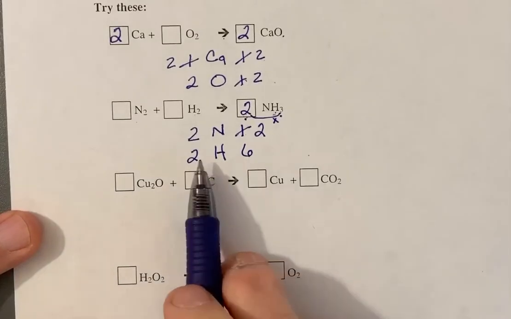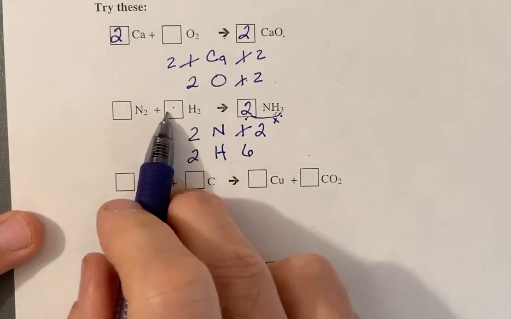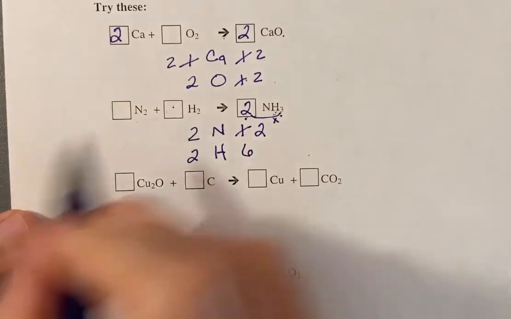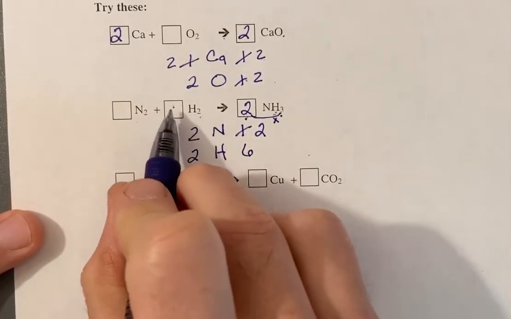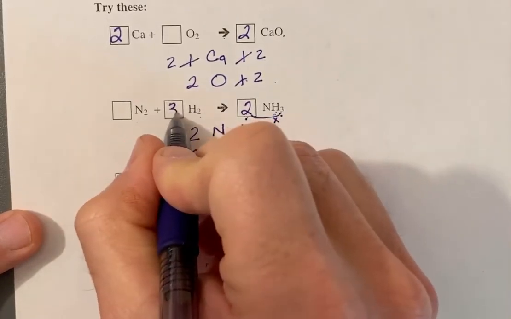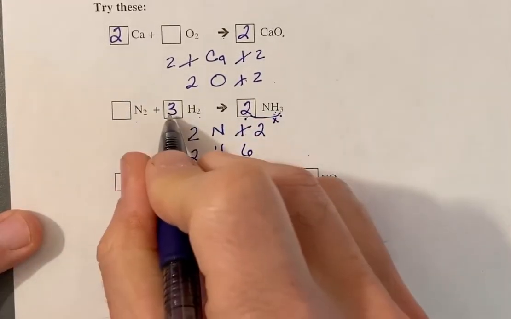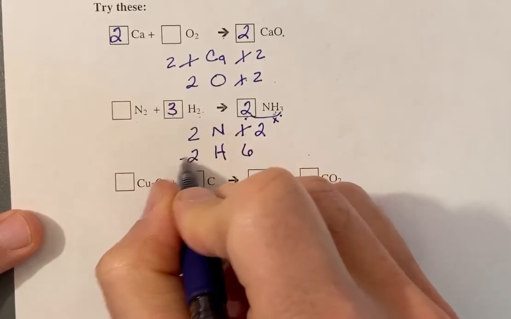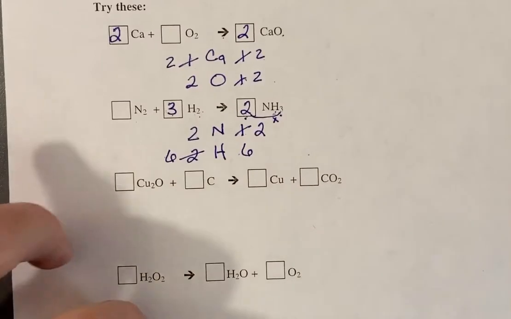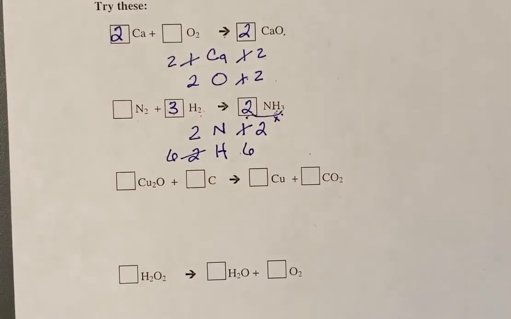All right, we have 6 H's and 2 H's, so we need to get 6 on this side. So what number do we need to put up front in front of H? Well, we have a 2 there, so in order to get 6, remember it's multiplying, so we're going to put that 3 there. So that 3 is 3 times 2, which gives us 6. 2 and 2, 6 and 6. Perfect. All right, go ahead and pause for the next one.